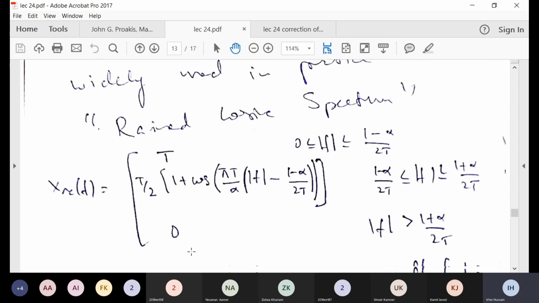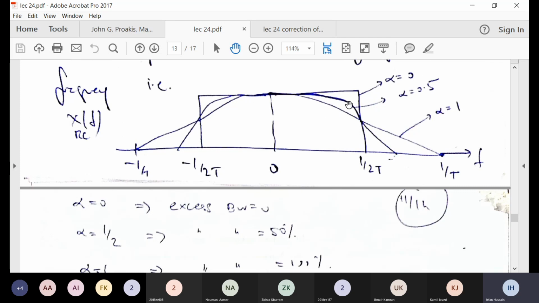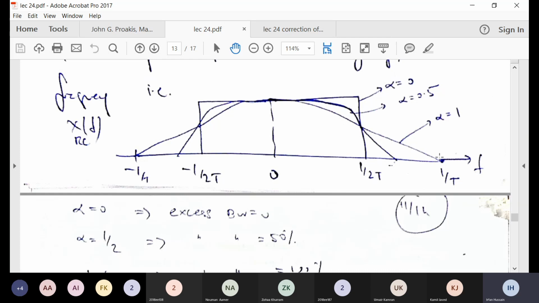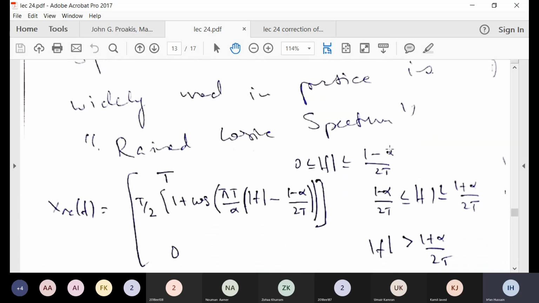So you can see the bandwidth has expanded, and that is why it is represented here. For alpha equal to 0.5, your bandwidth will be greater as compared to alpha equal to 0. And if alpha is equal to 1, you will have the greatest bandwidth of 1 over T. So for alpha equal to 1, you will have this 0.